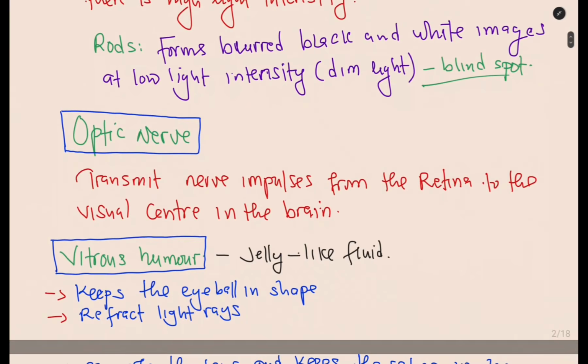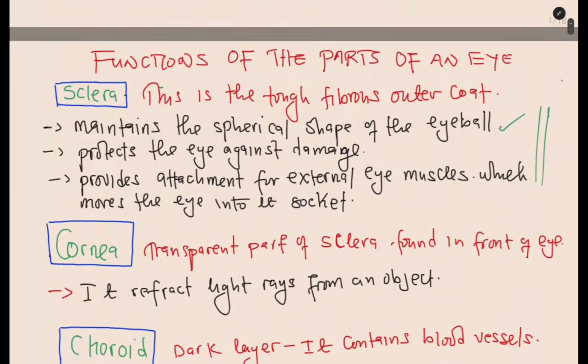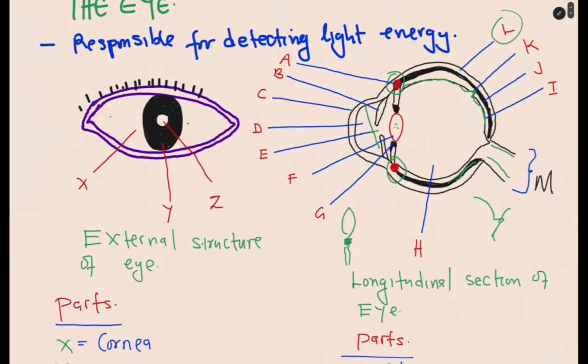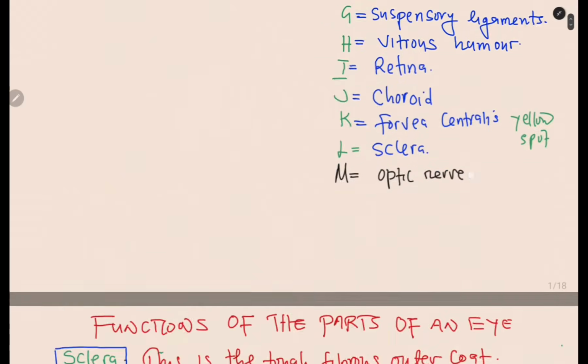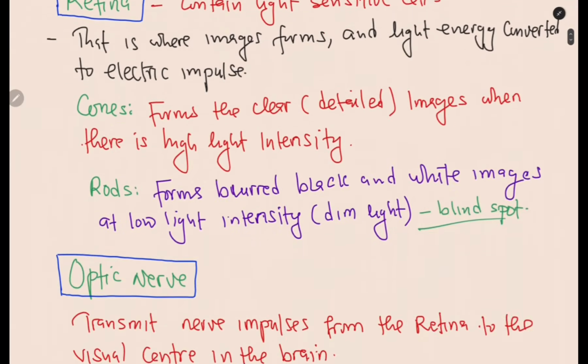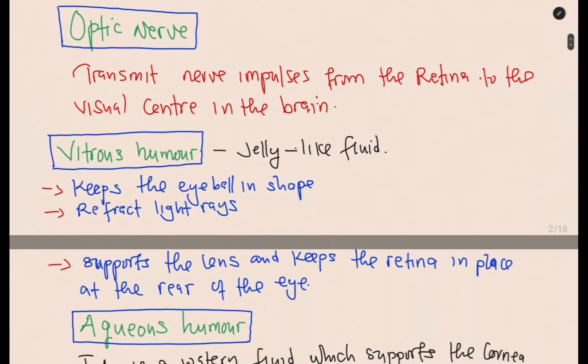Then we have the vitreous humor. The vitreous humor, we said, is the fluid that is found in this region. What is the function of the vitreous humor? It's a jelly-like fluid, and its function is to keep the eyeball in shape and also refract light rays. It also supports the lens and keeps the retina in place at the rear end.